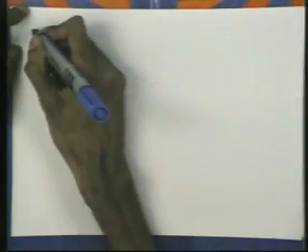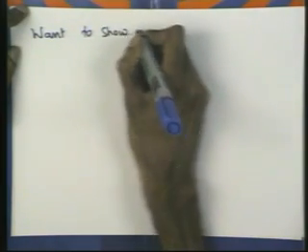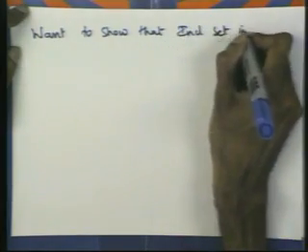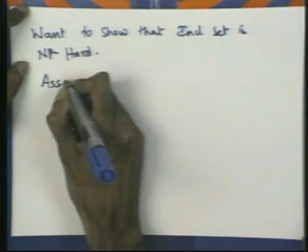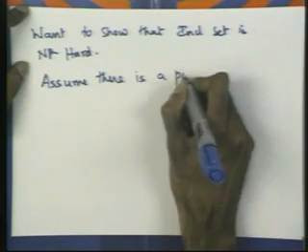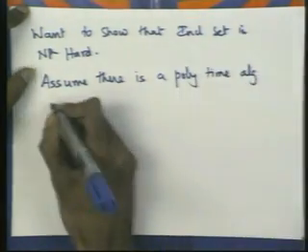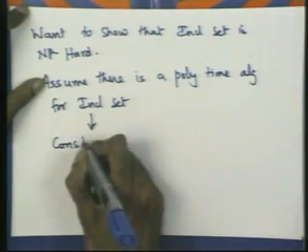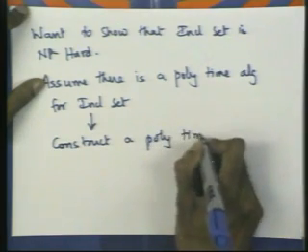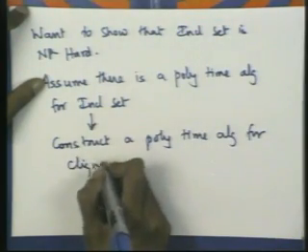Our job, or at least my job for the time being, is to prove that it's NP complete. So let's do it. The strategy is, we want to show that independent set is NP hard. How do we do this? Assume there is a polynomial time algorithm for independent set. Assuming this, we'll construct a polynomial time algorithm for clique.